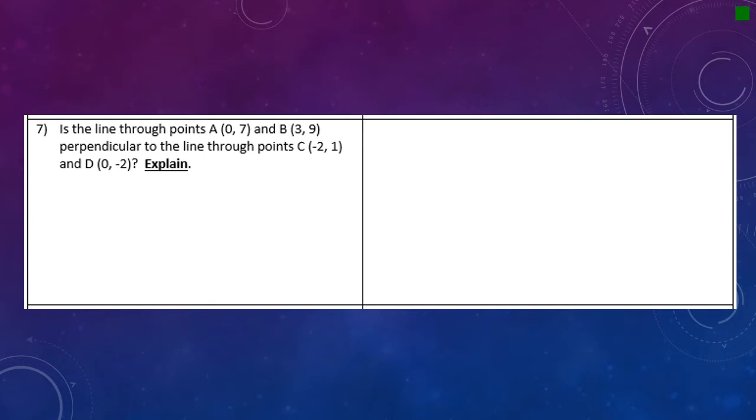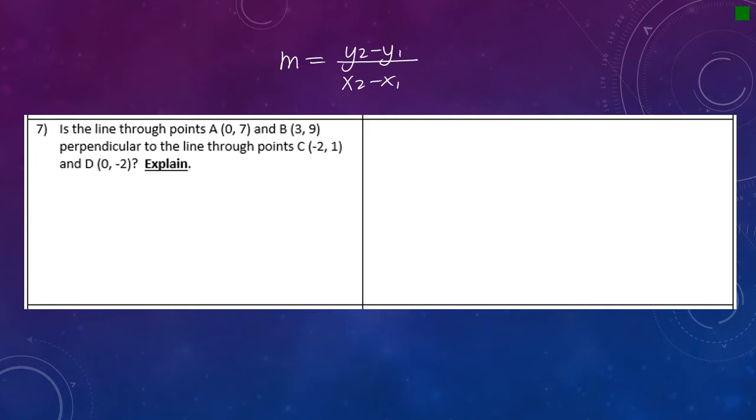I want to know if the line through points A and B is perpendicular to the line through C and D. And then it asks us to explain. And a lot of our explanation is going to be shown with our work. So whenever you're asked to determine if anything is parallel, perpendicular, or neither, what we want to use is the slope formula. So I'm going to write the slope formula up here. This is another formula you'll have to have memorized for the test.